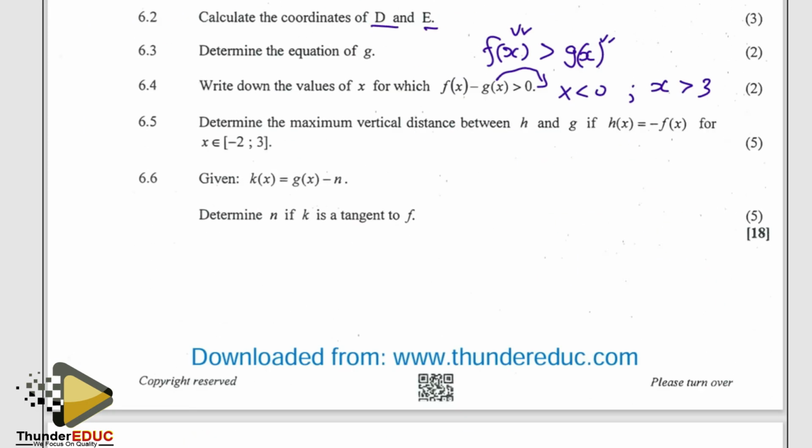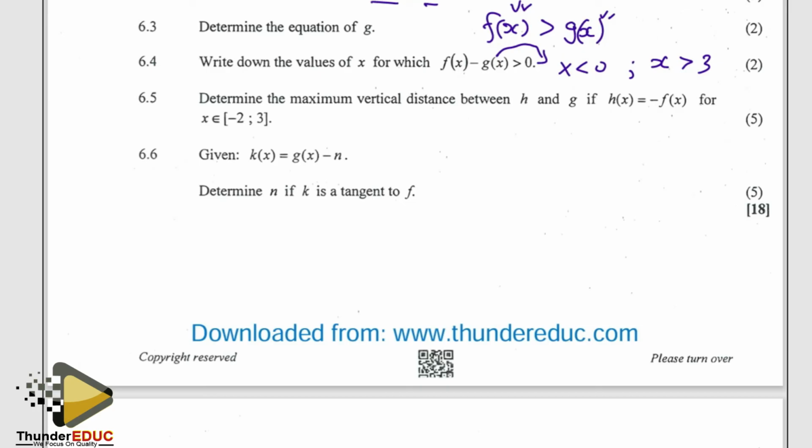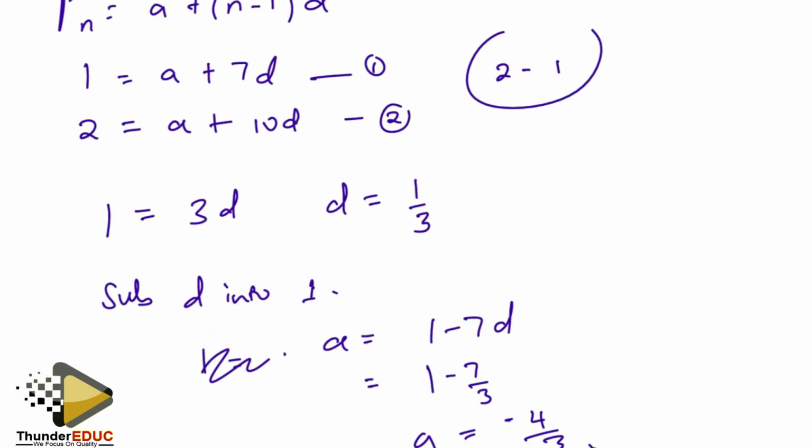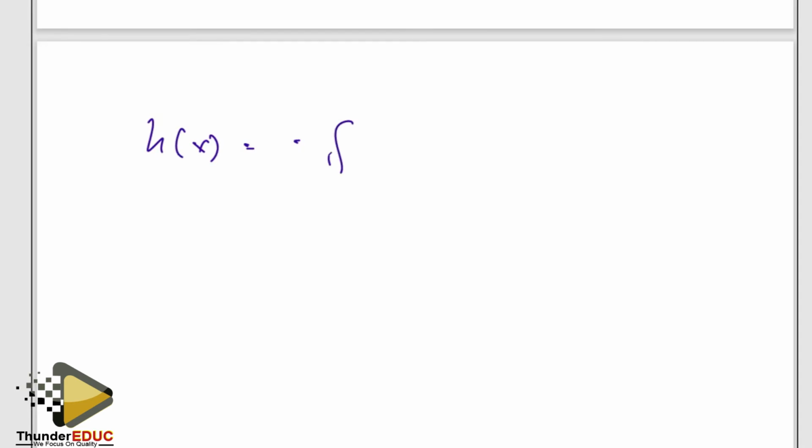Okay, and then 6.5, determine the maximum vertical distance between h and g. Now they are bringing something new. So h is the negative f of x. In other words, it's a reflection of f about the x-axis. Okay, so what we need is to start by getting the new equation of h. So I'm going to say that my h of x is going to be negative f of x. We know that our g of x is just x minus 3.